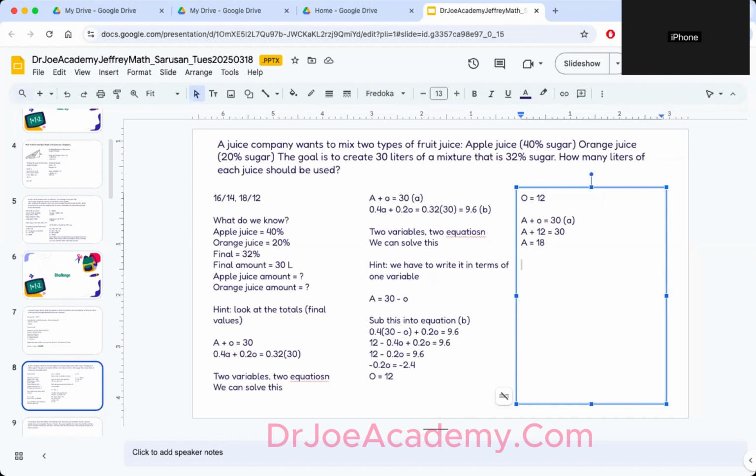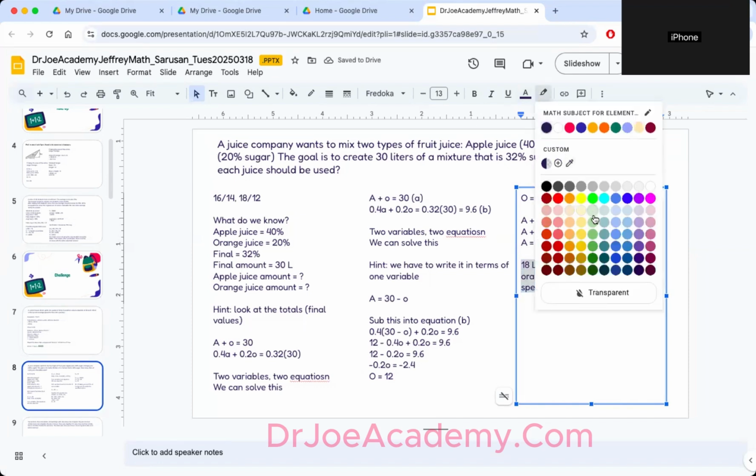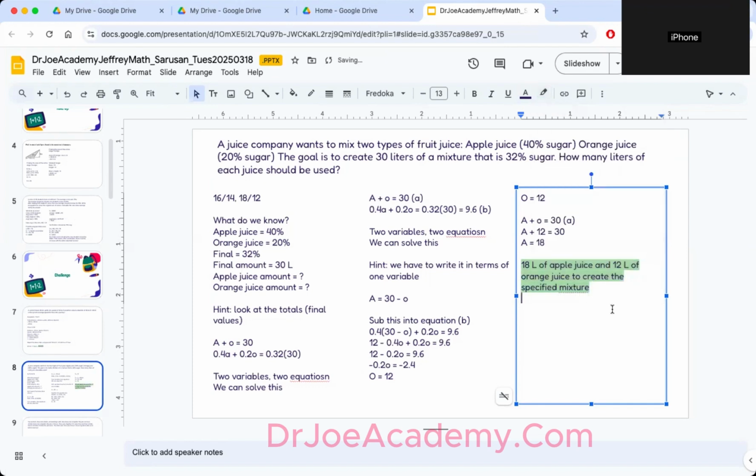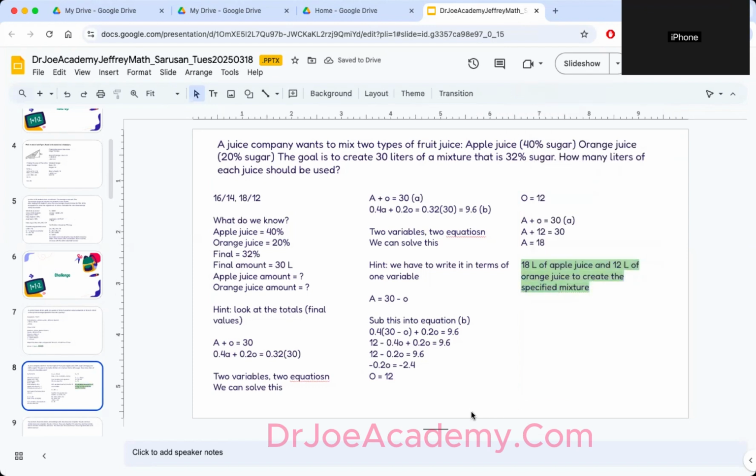That's it for this question. So we have 18 liters of apple juice and 12 liters of orange juice to create the specified mixture. All right, excellent job. Any questions with how we solved this? No. Awesome. So let's see what's next.